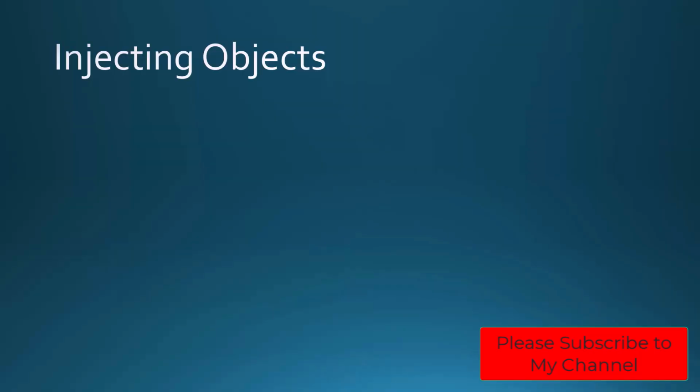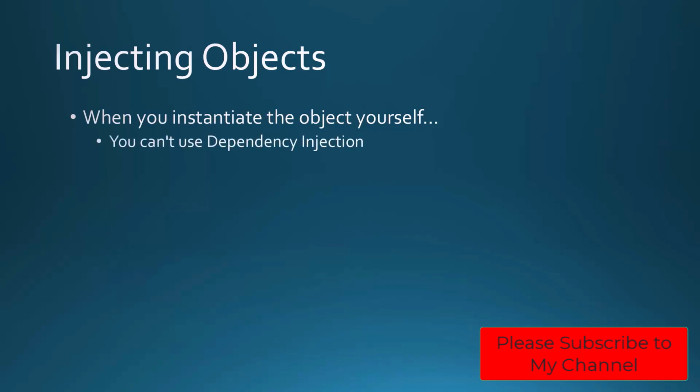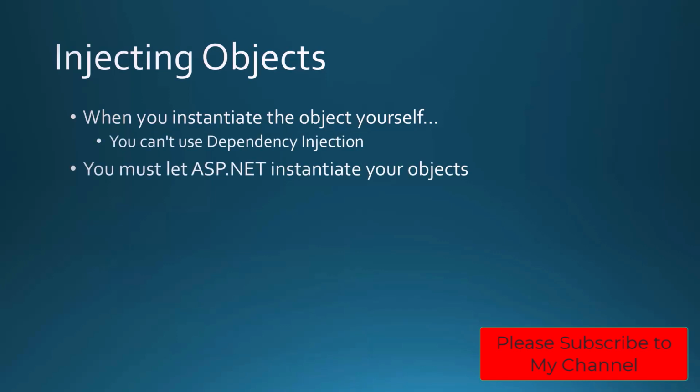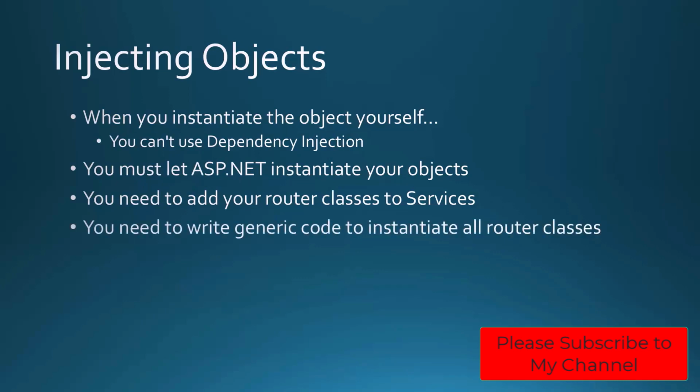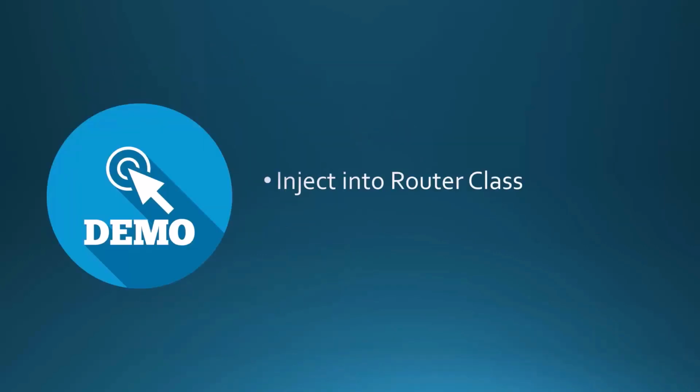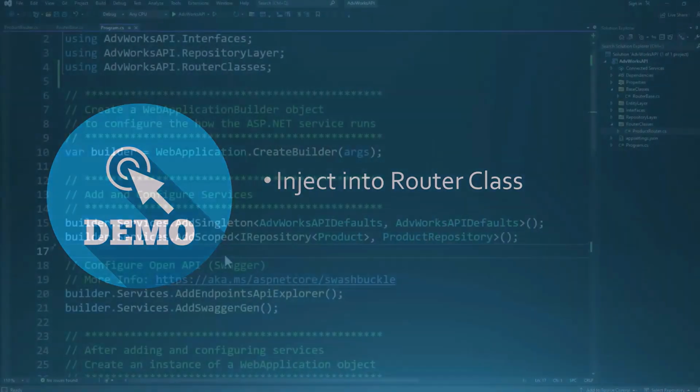Now, obviously, you want to take advantage of dependency injection, but the problem is when you instantiate the object yourself. Remember, I did a new ProductRouter there in Program.cs. Well, you can't use dependency injection. You must let ASP.NET instantiate your objects. So that means you have to add our router classes to that services collection. Then we need to write generic code to instantiate all router classes. Let's take a look at injecting into our router classes.